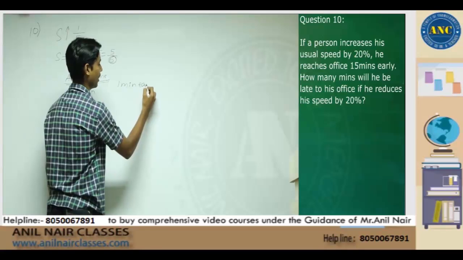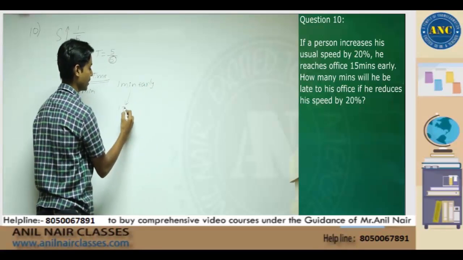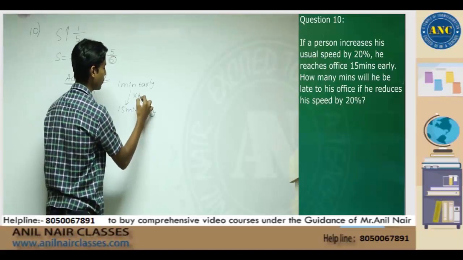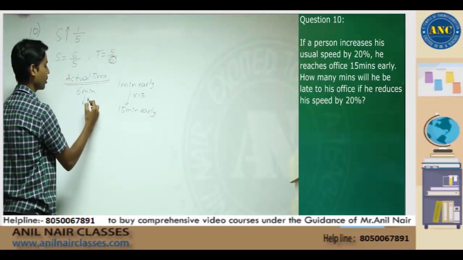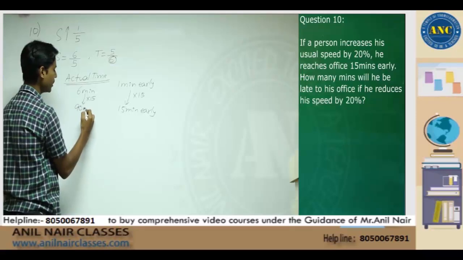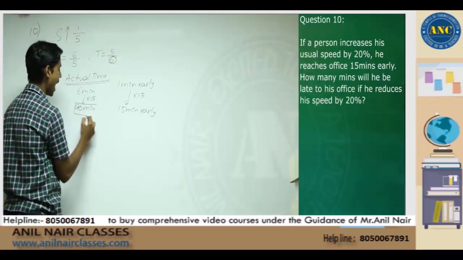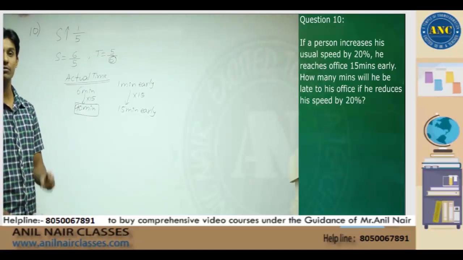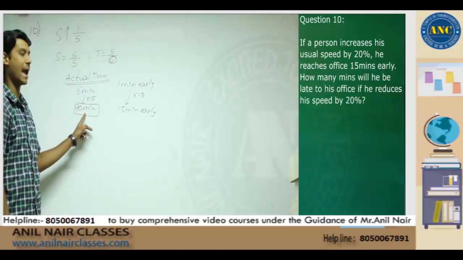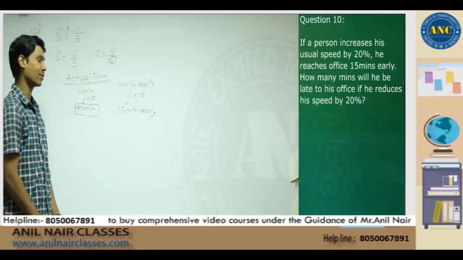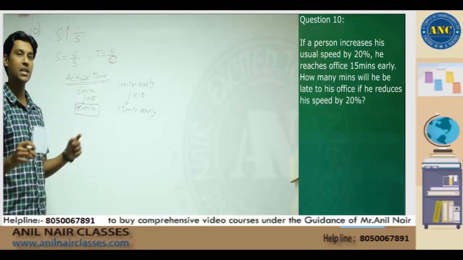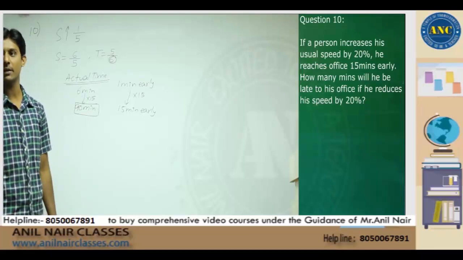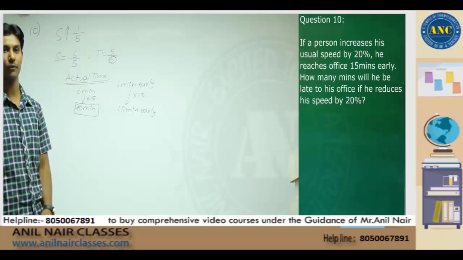But according to the question, I should be early by 15 minutes. 1 is becoming 15, multiplied by 15. 6 also multiplied by 15. 6 into 15 is 90 minutes. Actual time taken is 90 minutes. Every day I travel from my home to office with regular speed, and I take 90 minutes. But if I decrease my speed by 20%, how late will I be to the office is the question.